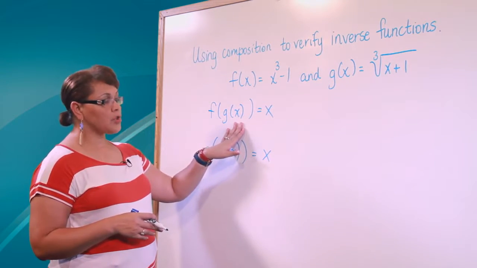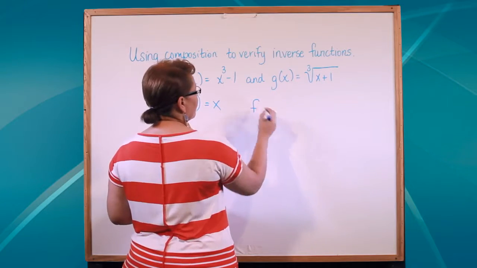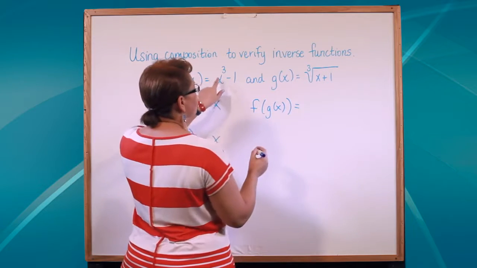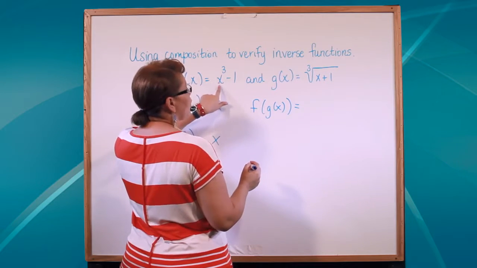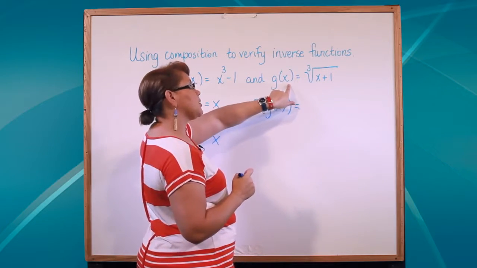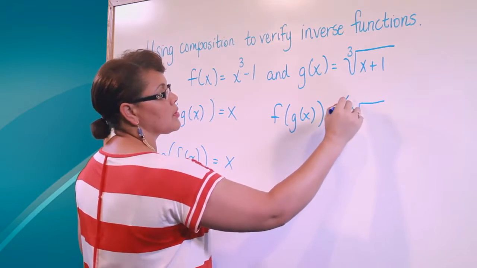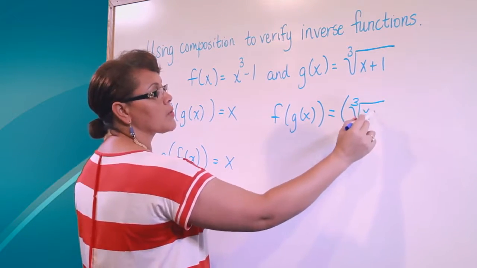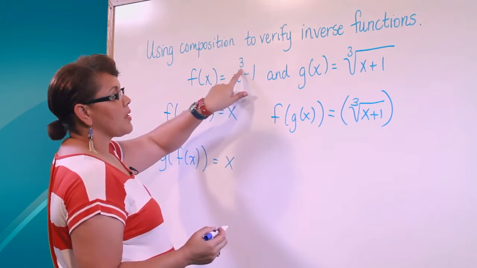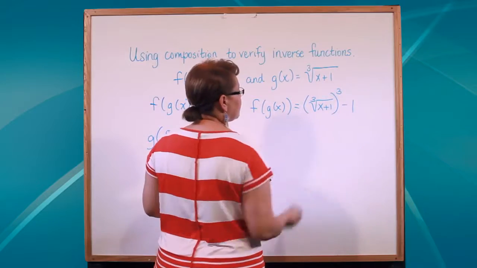So let's do f of g of x first. f of x is the function x cubed minus 1. But where there is an x, I will insert g of x's function, the cube root of x plus 1. So here we'll have the cube root of x plus 1, but in f of x, the x term is cubed, and then we'll bring down the minus 1.